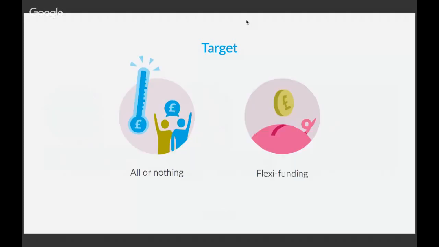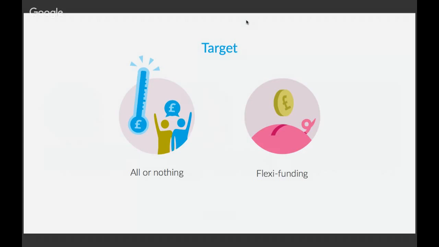Something else which you get to choose is your funding method. Now there's 2 options. You can choose all or nothing, which does what it says on the tin. So you have to hit your target in order to receive the money. Or you can do flexible funding, where anything that you raise, you get to keep. People often ask, why would anyone go for all or nothing? Flexible funding seems like such an easier option.